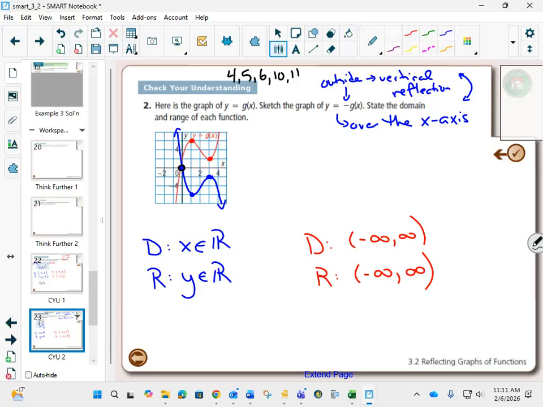And then domain and range was asked in this question. Both of them are everything, and I wrote it in both different forms. So you have your questions that you can circle up at the top there.